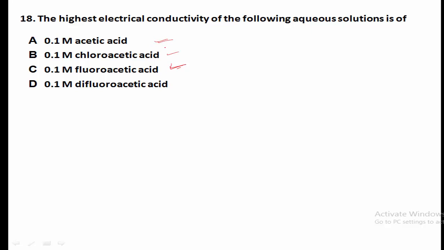Acetic acid is a weak electrolyte, so it does not have the highest electrical conductivity. And among fluoro and chloro, chloro has less electronegativity as compared to fluorine. But in this, only one fluorine is there, while in this case two fluorine atoms are there, and hence the negative inductive effect will be more in the case of difluoroacetic acid. It can be represented in this manner. Since the two fluorine atoms are highly electronegative, the movement of electrons can be seen like this. So ionization will be more, it gives more stable ions in the solution, and hence the conductivity of the 0.1 M difluoroacetic acid will be high. So option D is the right answer.